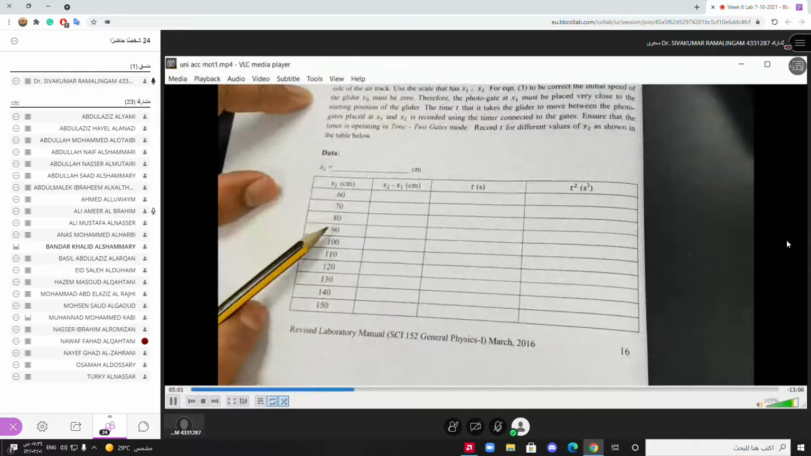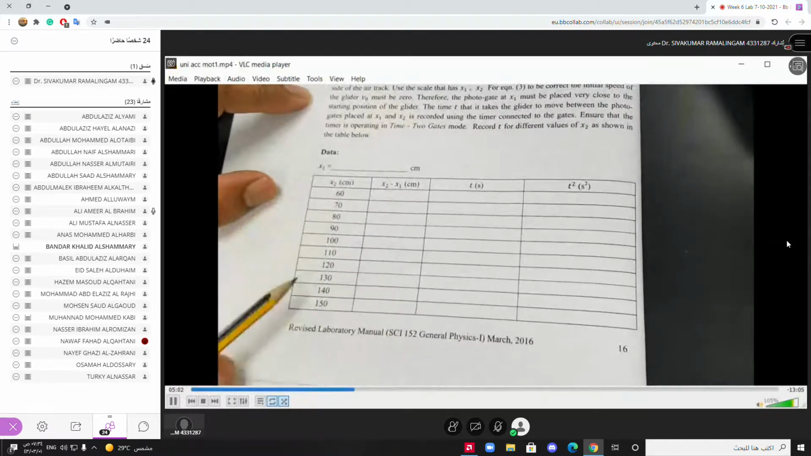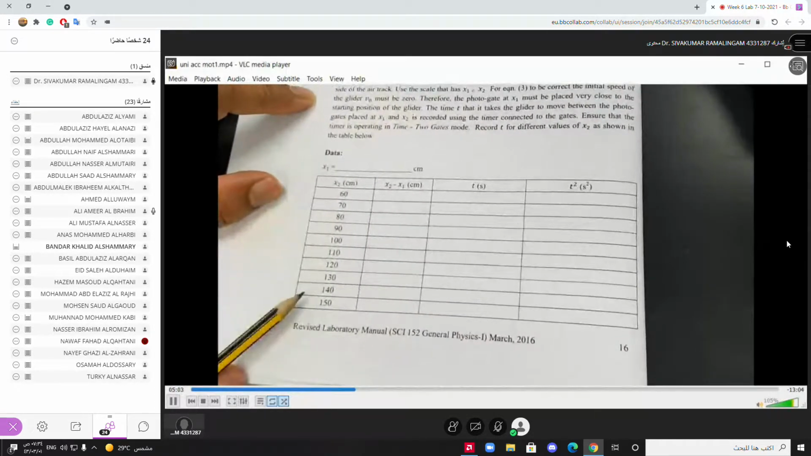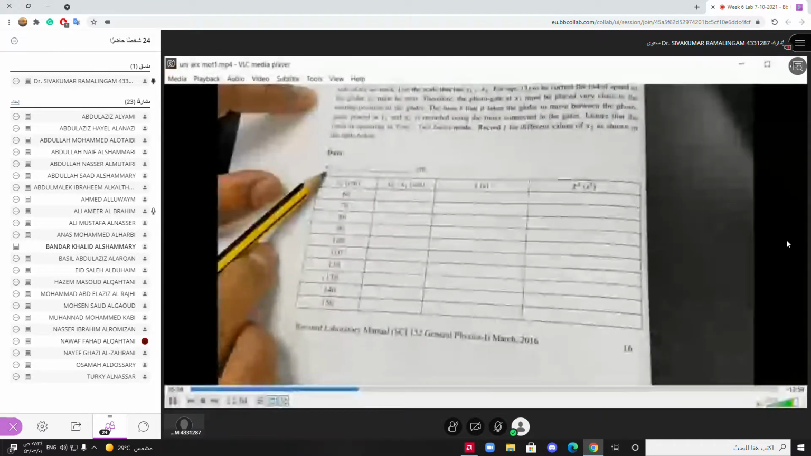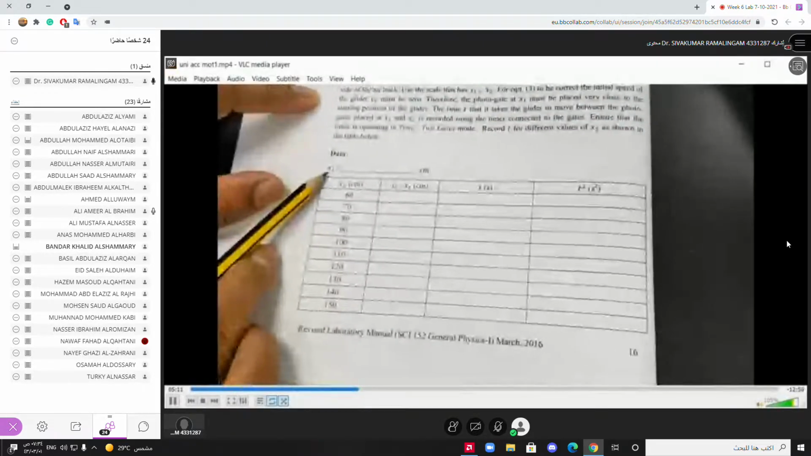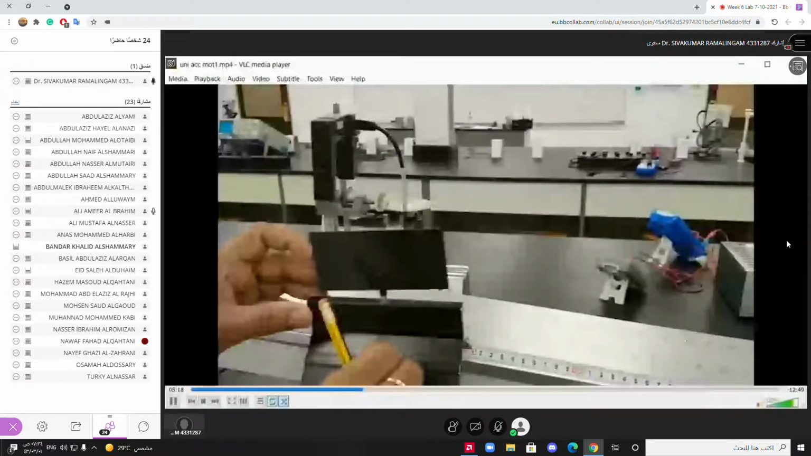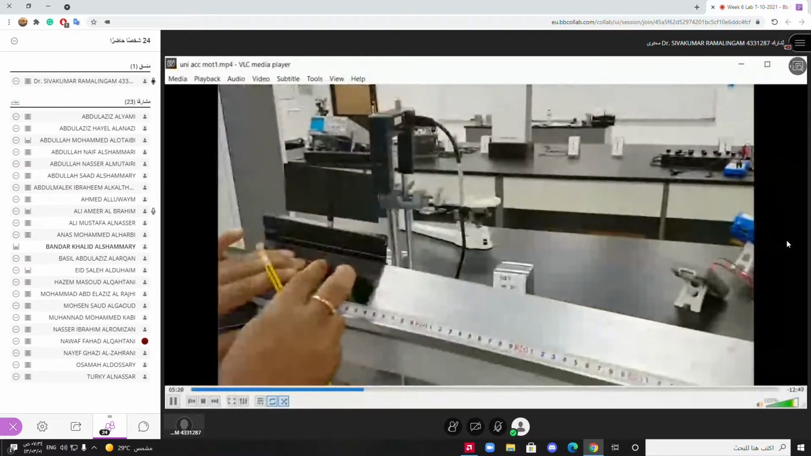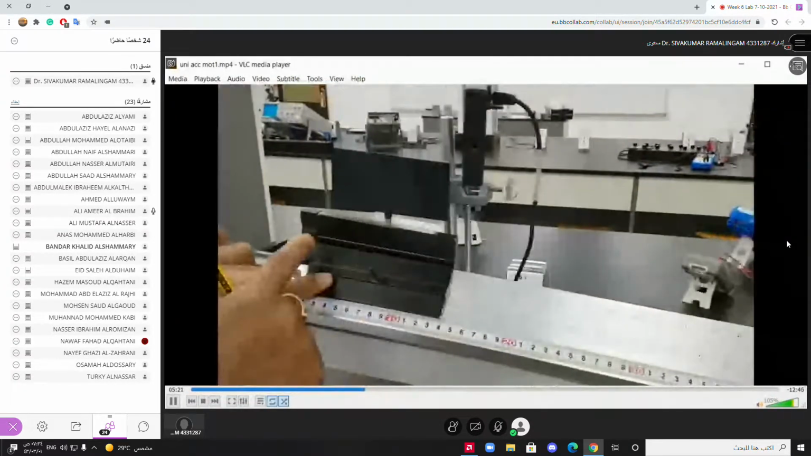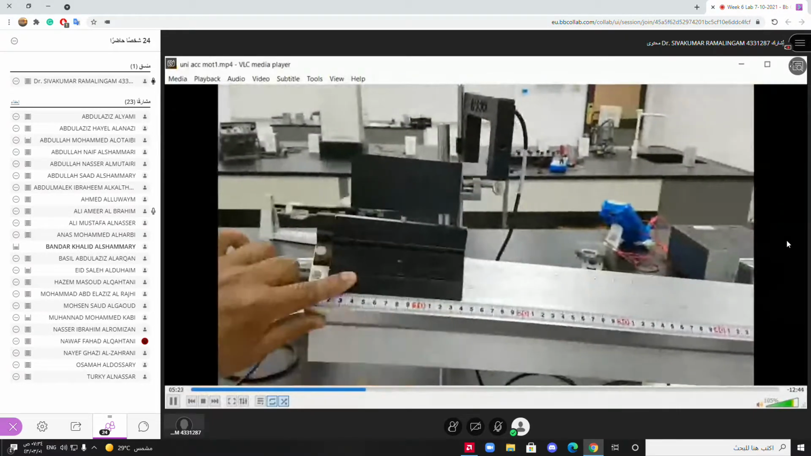This is already fixed. I'm going to measure the position of gate number 1. In order to fix the position of gate number 1, we assume the initial speed equal to 0. How am I going to fix the gate number 1 position? Let me take the glider. It should be touching this part. Right?